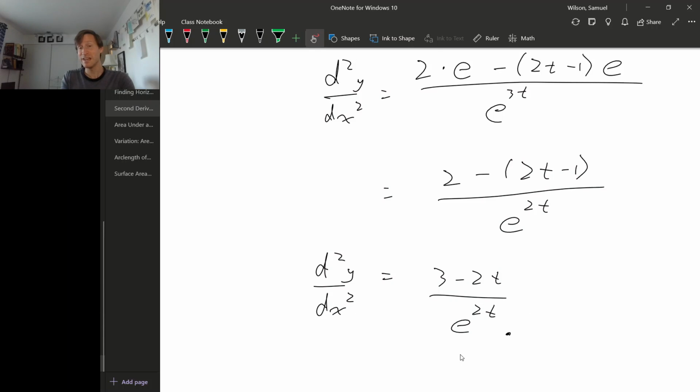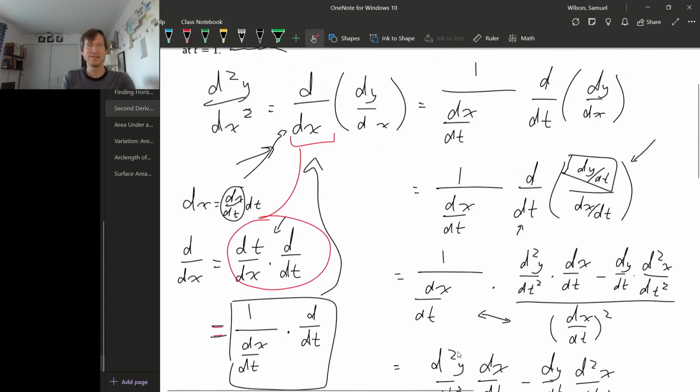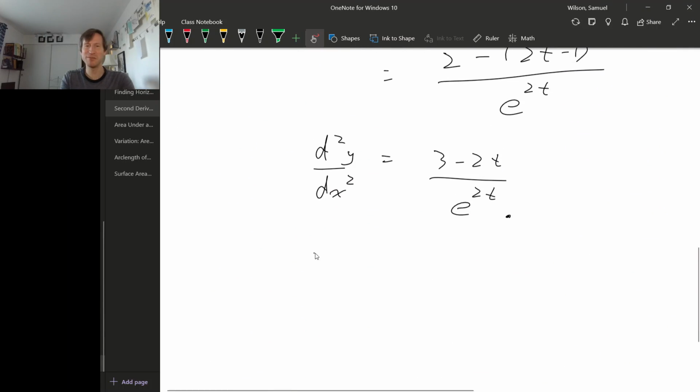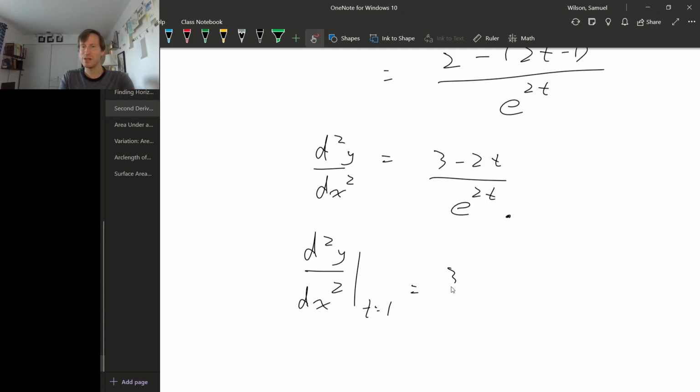Okay, so this tells you the concavity of the graph of the parametric curve as a function of t. Is that everything we were looking for? Okay, we wanted this when t was 1. So now we can just evaluate this when t is 1. So 3 minus 2 over e squared. So 1 over e squared. And we're done.